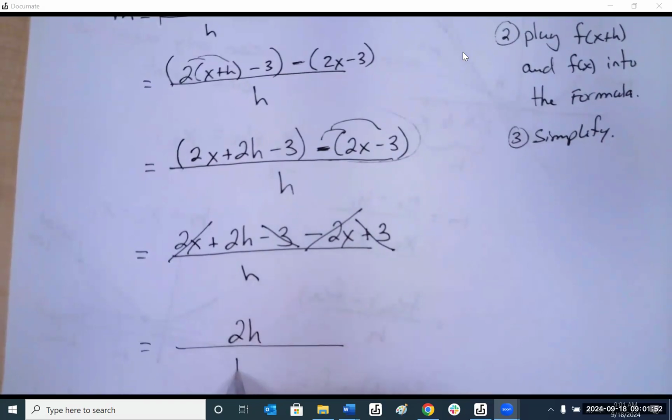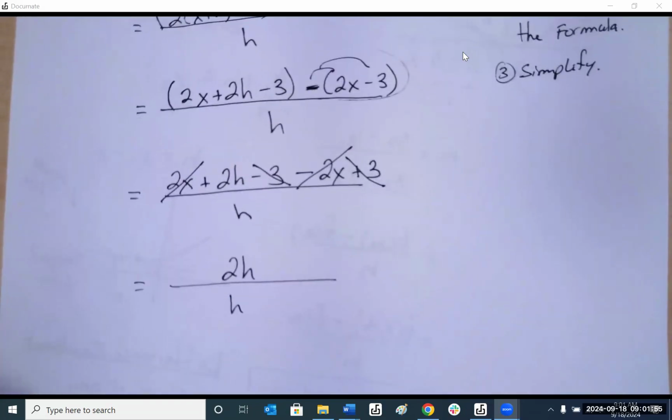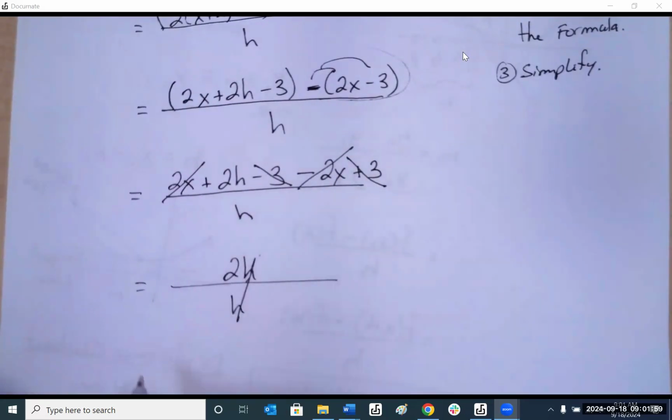So now I have 2h over h. Cancel the h's. So my slope is 2.